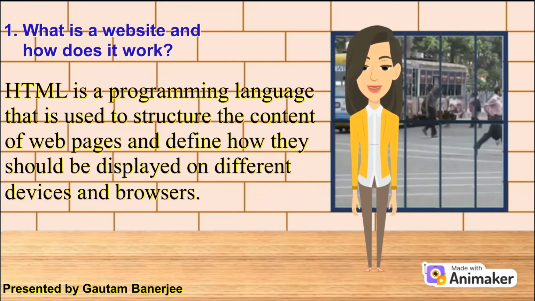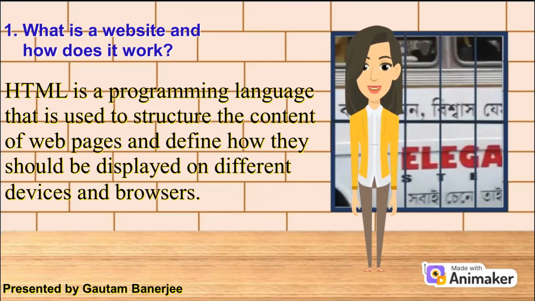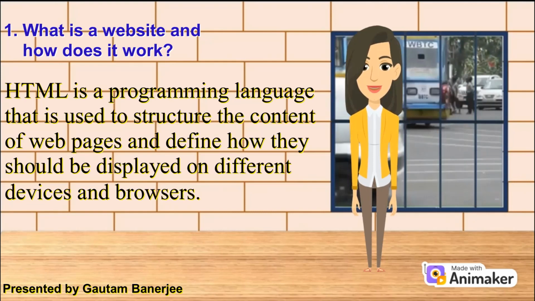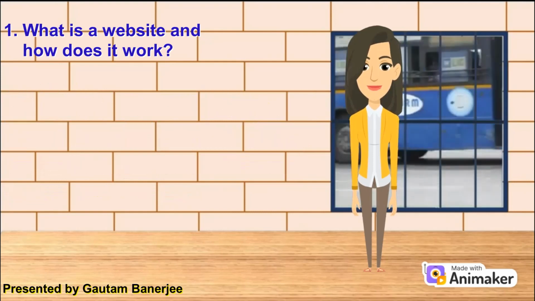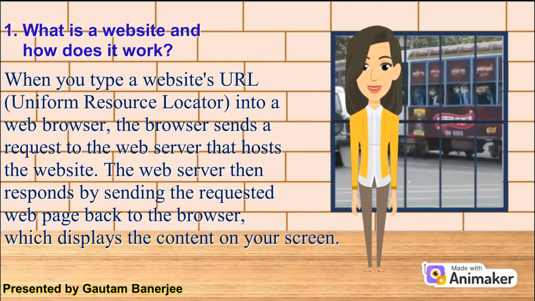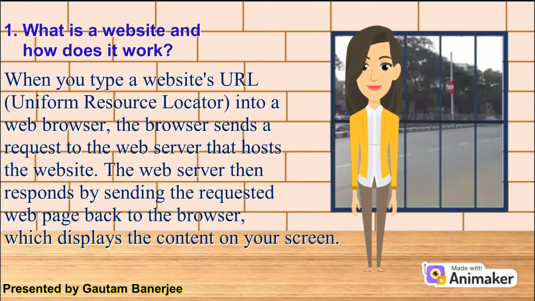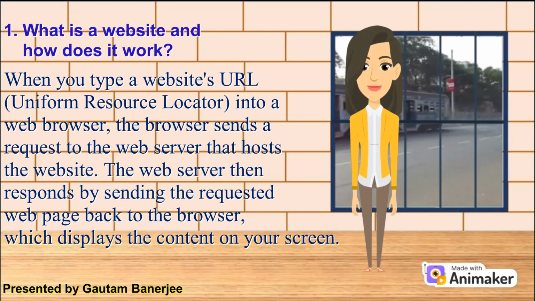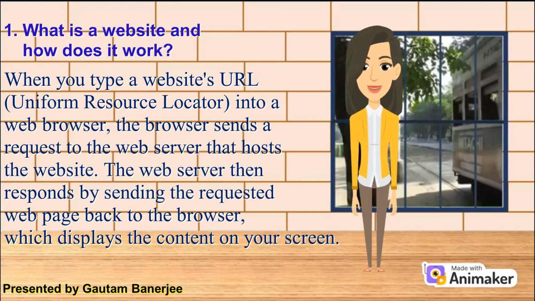HTML is a programming language that is used to structure the content of web pages and define how they should be displayed on different devices and browsers. When you type a website's URL, Uniform Resource Locator, into a web browser, the browser sends a request to the web server that hosts the website. The web server then responds by sending the requested web page back to the browser, which displays the content on your screen.